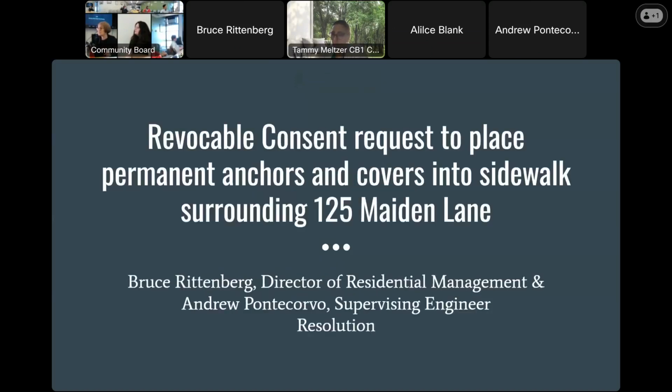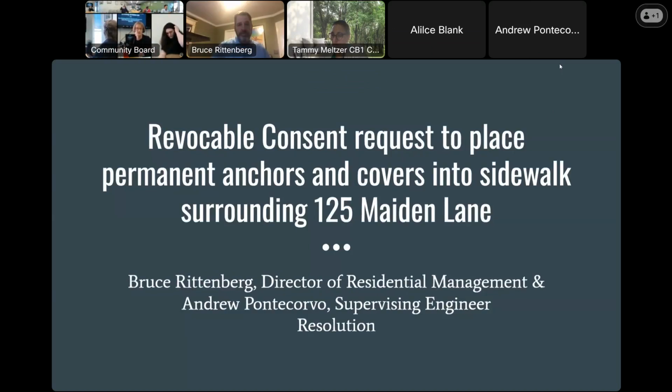Can you go to the next? Yeah, thank you. This is a revocable consent request for placing permanent anchors and covers on the sidewalk surrounding 125 Maiden Lane. It is a commercial condo building. It is a full city block. They are dealing with the fact that they are in a flood zone, and they want to protect their building, which is a city block.